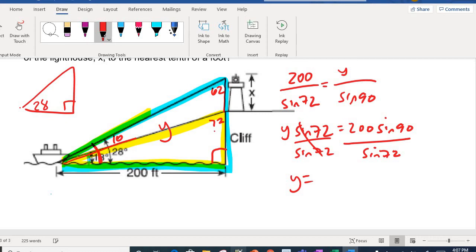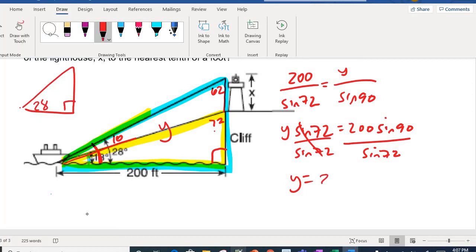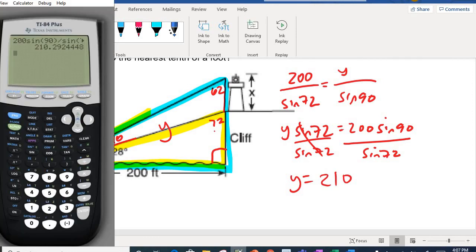All right, so go to our calculator. Let's see. So we're going to do 200 sine 90. And we're going to divide that by the sine of 72. Okay, so that should be about 210. What do we have? About 210.2924.